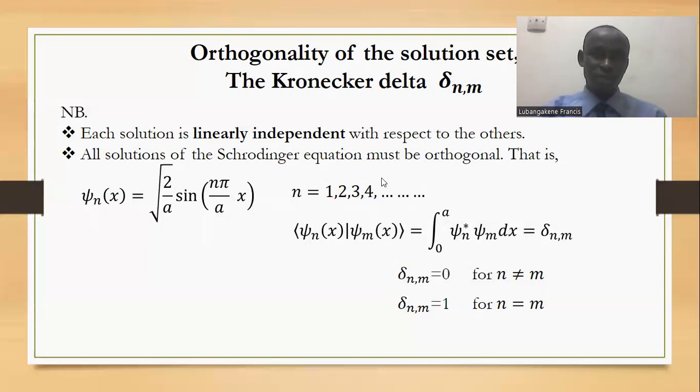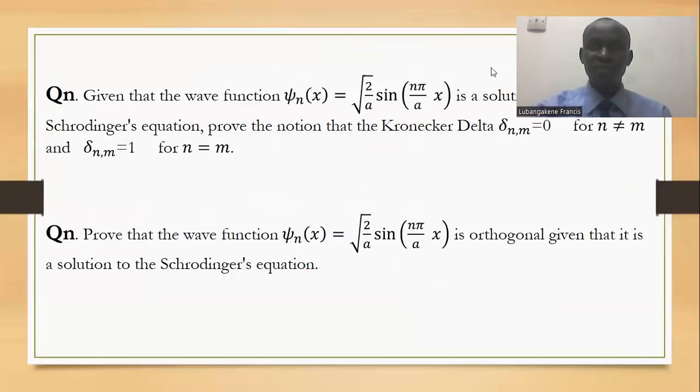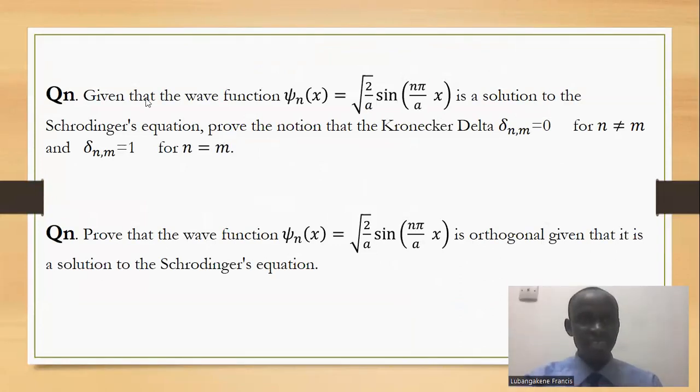Today, I would love that we empower ourselves and work on a given equation here. Supposing we are given a question like this: given that the wave function ψn of x equals root of 2 over a times sine of nπx over a is a solution to the Schrodinger's equation, we are asked to prove that the Kronecker delta equals 0 for n not equal to m and 1 for n equals m. This question is just a different way of setting the same question.